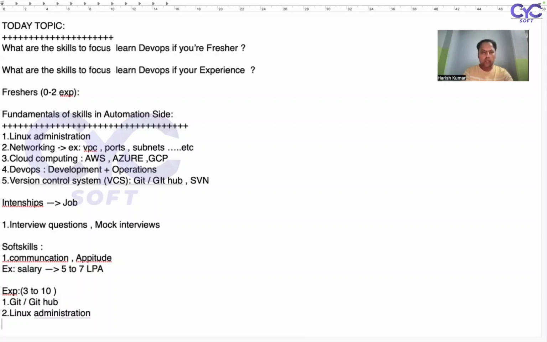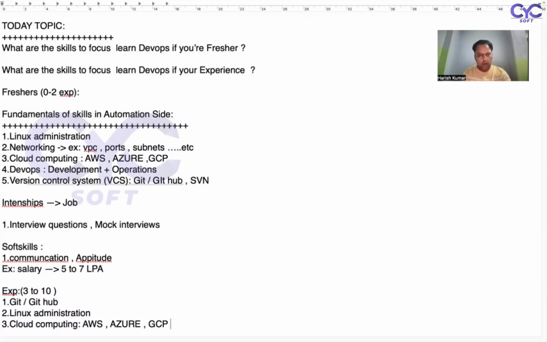Next, the third one you need to focus on is cloud computing. Those who want to move with AWS, you can try to move, or you can go with Azure, or you can go with GCP. So you should choose any cloud, according to the tool factors.